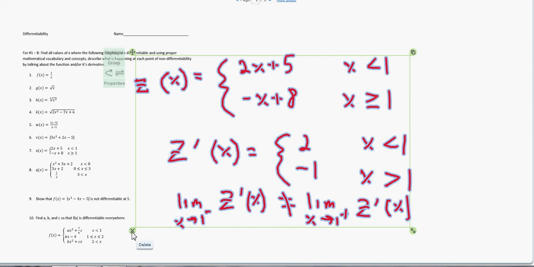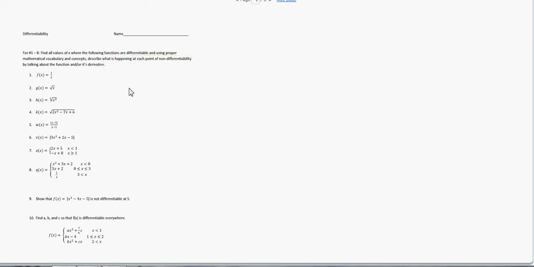So what that means is there's a corner. If the function's continuous but the slopes are not the same on both sides, there's a corner, and you're going to write that.